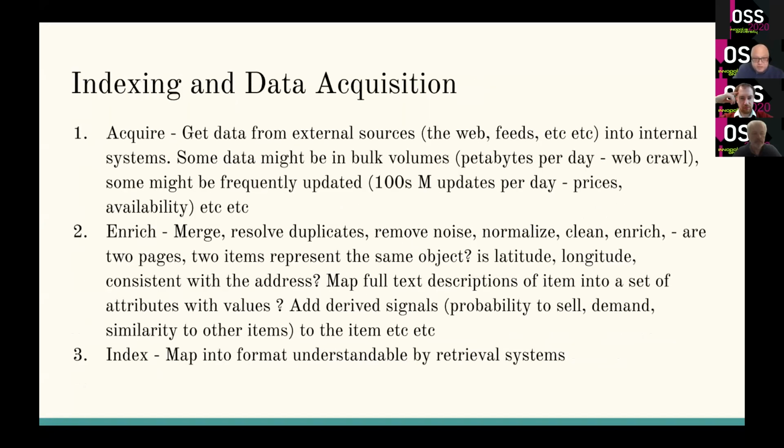What about indexing and data acquisition? Indexing is typically three big steps. Acquire: get data from all external sources, web, feeds, databases, and so on. Petabytes of data, hundreds of billions of documents per day is quite normal for this type of system. Enrich: merge, resolve duplicates, remove noise, normalize, clean, enrich. That's another big task. And then index: map into a format understandable by your retrieval system.